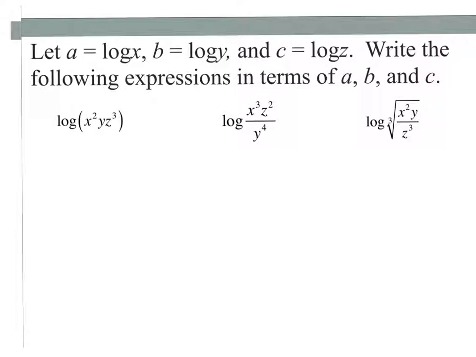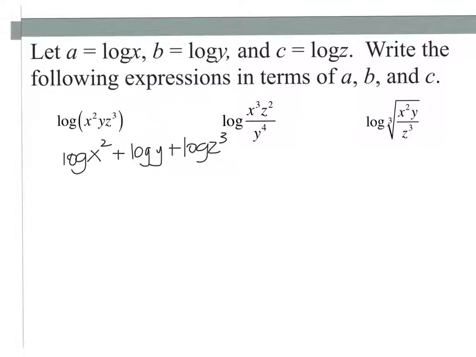So what you want to do here is split these things up, and we jumped right into hard ones. I'm not doing really simple ones. When there's a multiplication, the way you split them up is by adding. And when there's a division, you split them up by subtracting. So don't overcomplicate it here. I can split this one up. That's log x squared y z cubed. That's a 3-way multiplication, so I can split it up into 3 additions: log x squared plus log y plus log z cubed, like that.